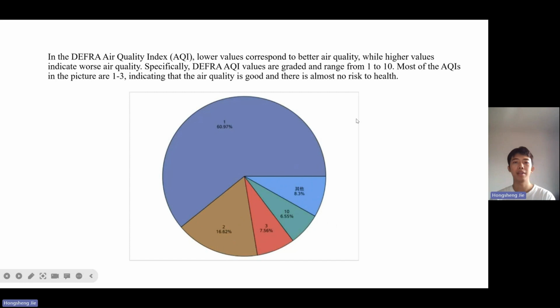In the AQI, lower values correspond to better air quality, while higher values indicate worse air quality. Specifically, AQI values are graded and range from 1 to 10. Most of the AQI in the picture are 1 to 3, indicating that the air quality is good and there is almost no risk to health.